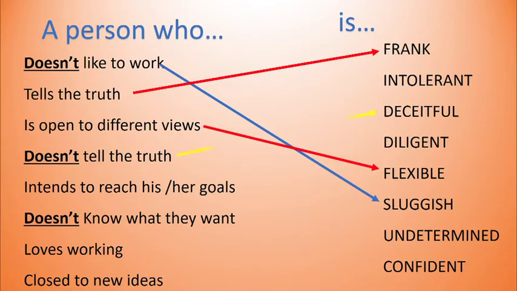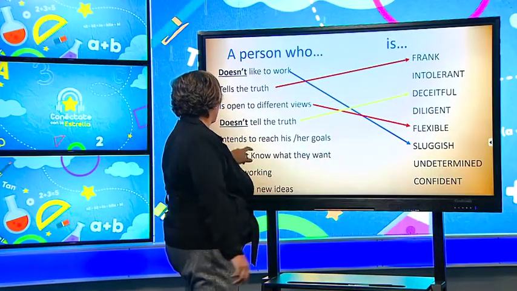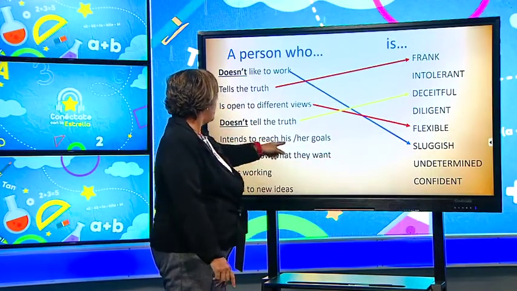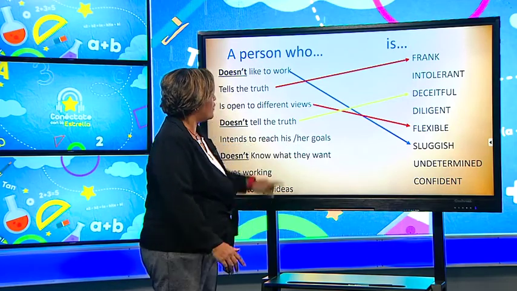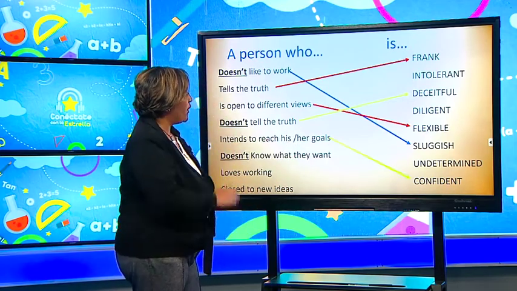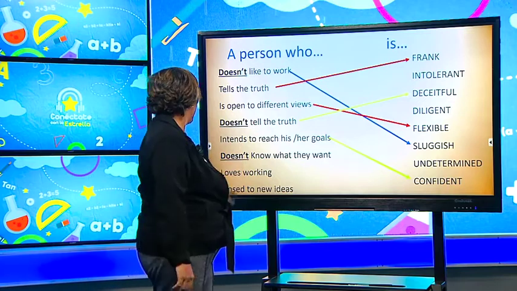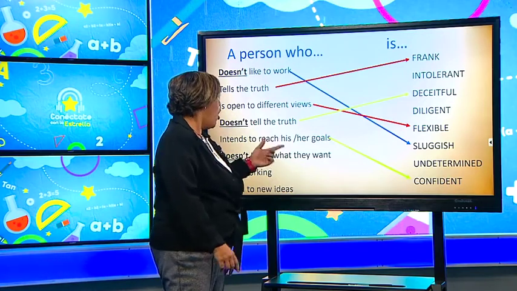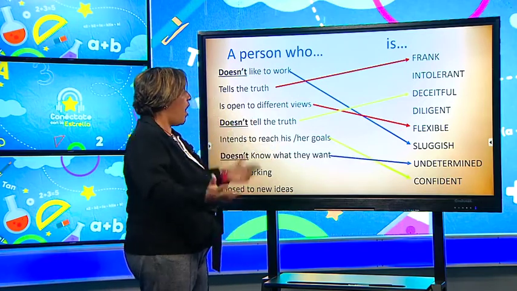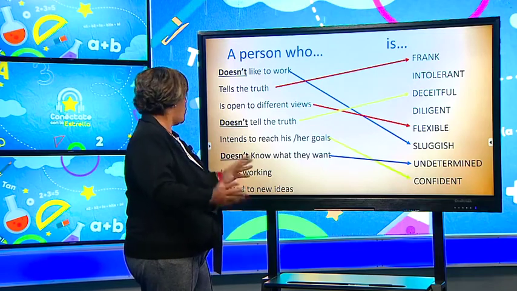A person who doesn't tell the truth is deceitful. This is a very interesting word, deceitful. A person who tells you things, but they don't tell you the thing correctly. They miss out words so you understand different things. A person who intends to reach his or her goals is a confident person, determined person. A person who doesn't know what they want, they're, you know, undetermined, undecided, they don't know what they want.